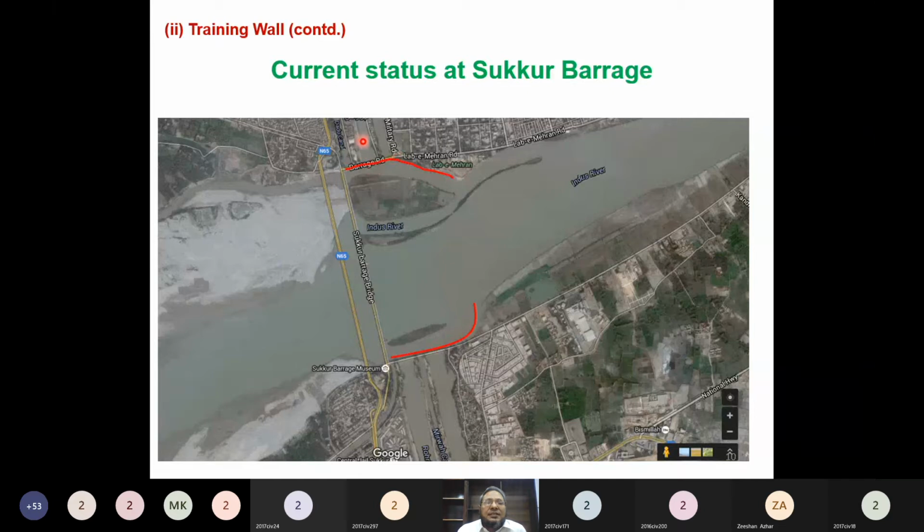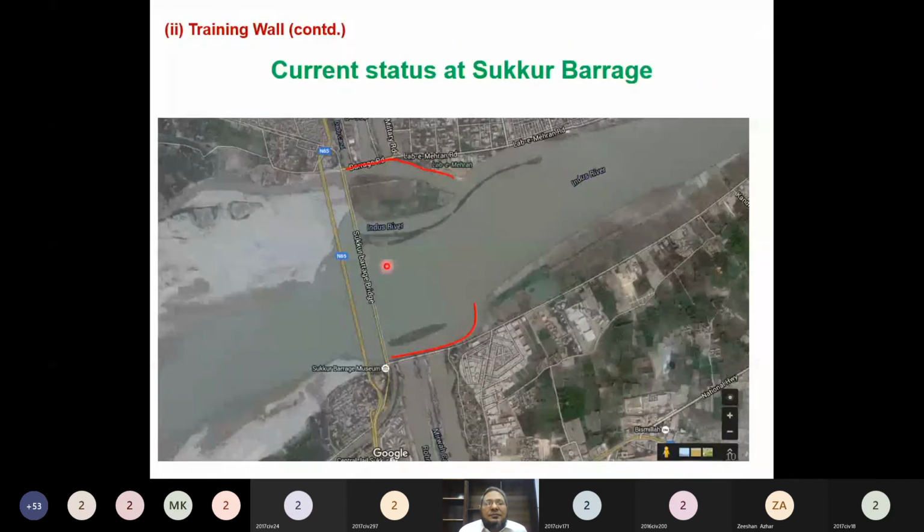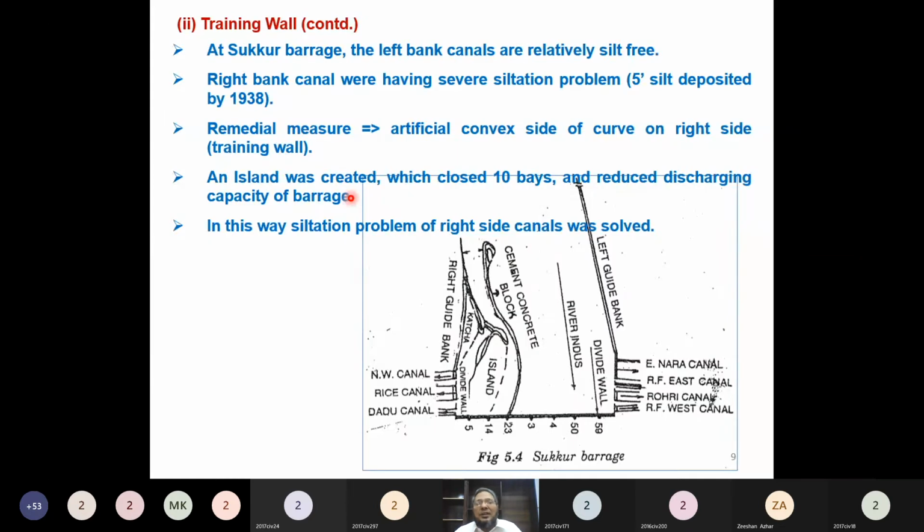These are the head regulators of the main canals, and they also proposed and constructed an island. This island was made in 1938. That island closed 10 bays. Once the 10 bays of the barrage are closed, this island reduced the discharging capacity of the barrage. And in this way the siltation problem on the right side canal was solved. Could you follow this?